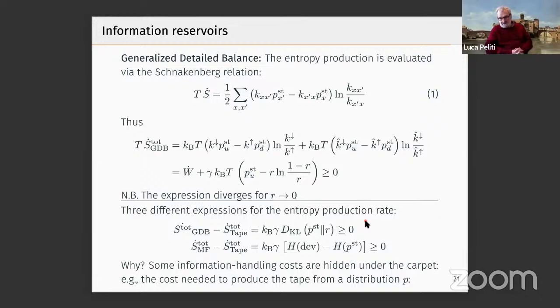In this case, there is a formula introduced by Schnakenberg that is quite reasonable, that tells you the net average entropy production of a system which undergoes jumps between different states in a steady state. The formula goes like this: T times the entropy production is equal to the sum over all states, divided by two to avoid double counting, of the net current between a state x prime and state x, multiplied by the log of the ratio of the two jump rates. Now, can we interpret this?